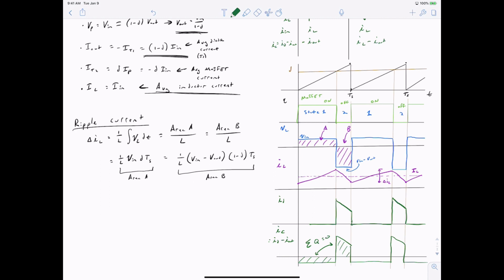We can use our capacitor current waveform to then calculate the ripple in the voltage output, like we did for the buck converter. But we will not do that in this lecture.